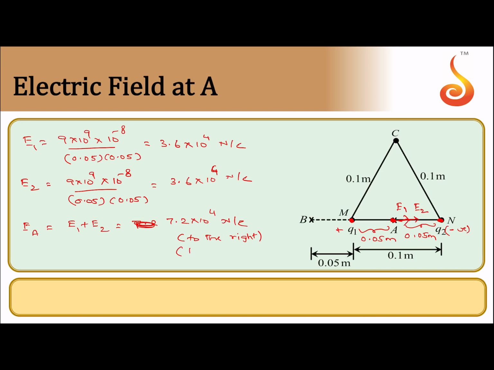Or you can write two words, N. In PUC or in board examinations, when you give the answer for electric field, you will have to give the direction. If you don't give the direction, you will lose half a mark or 1 mark. So, the answer has to be both magnitude and direction. So, electric field at A will be 7.2 into 10 power 4 Newton per Coulomb directed to the right. Okay, simple. Yes, let us go next.